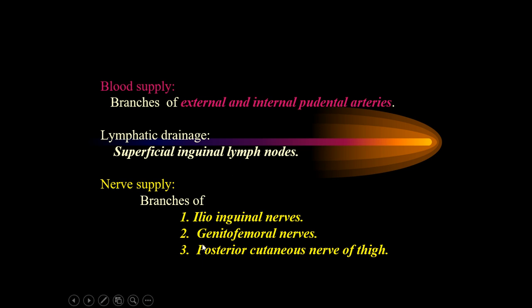Then the nerve supply to this region is by three important nerves. One is the ilioinguinal nerve, then the genitofemoral nerve, as well as partly the posterior cutaneous nerve of the thigh, which supplies mainly the medial part of the thigh as well as a part of the external genitalia. So there are three nerves: the ilioinguinal nerve, the genitofemoral nerve, and the posterior cutaneous nerve of the thigh. These are the three nerves which supply the external genitalia in the female.